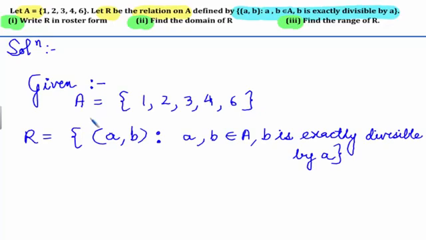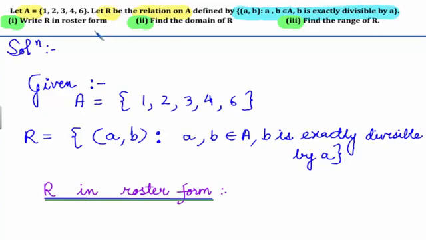It is given that the set A is equal to {1, 2, 3, 4, 6} and R is equal to the ordered pairs (a, b) such that a and b both belong to A and b is exactly divisible by a. That means the second element is exactly divisible by the first element. So the first part says that we have to write R in roster form. That means we have to list the elements of R.